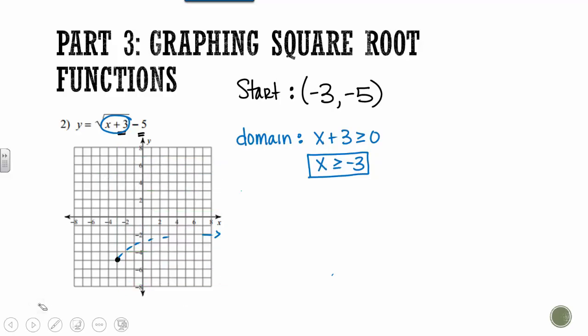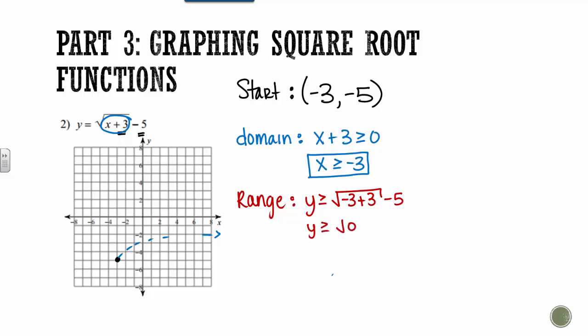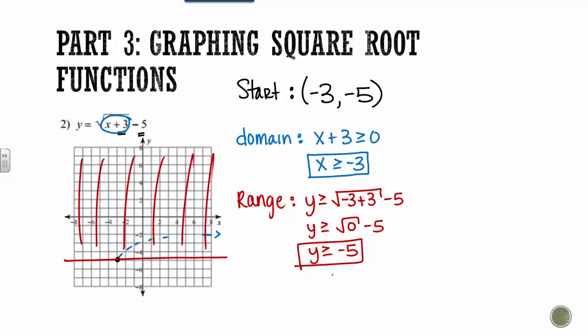And then my range, remember, you take your smallest x value, which in this case is negative 3, and you plug that in. So I want all the y values that are greater than or equal to square root of negative 3 plus 3 minus 5 on the outside. So this gives me 0. Square root of 0 is just 0, and if you take away 5, you get negative 5. So my range is everybody bigger than negative 5, which again is true because that means it's everybody here.